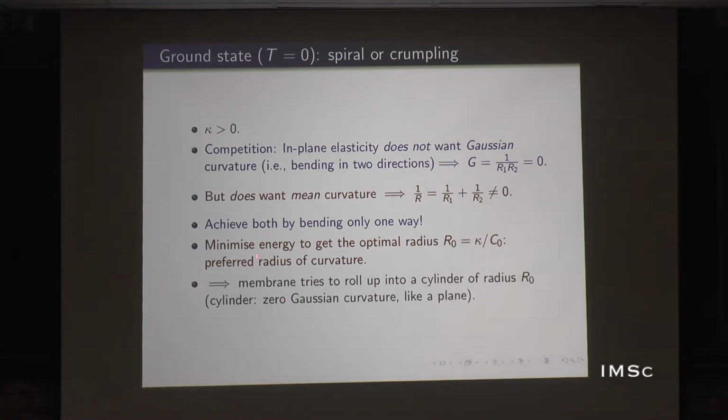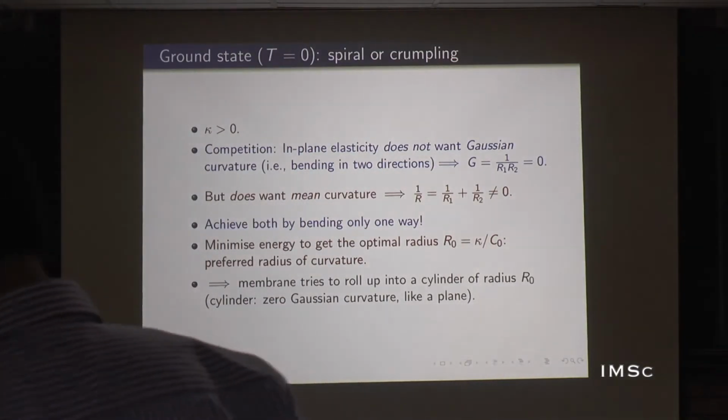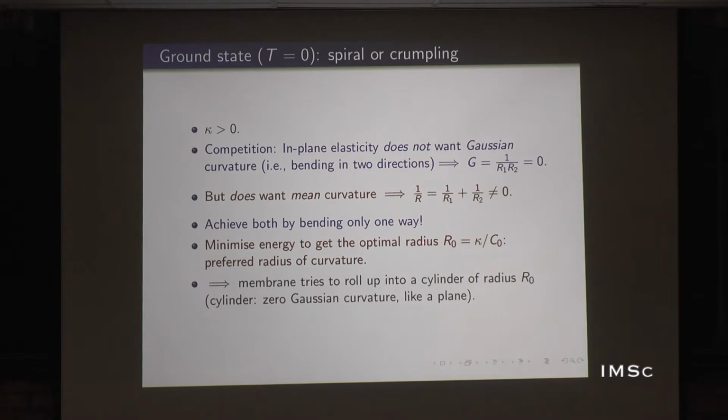Surprisingly, you can achieve both by bending in one direction. If you bend only in one direction and remain flat in the other direction, automatically the Gaussian curvature is 0, but since you are bending in one direction, you pick up a spontaneous curvature. So, that satisfies both the requirements. Now, of course, you can minimize energy to find the optimal radius, that is the preferred radius of curvature. The membrane tries to roll up into a cylinder of radius r naught at T equal to 0, but this is not all.